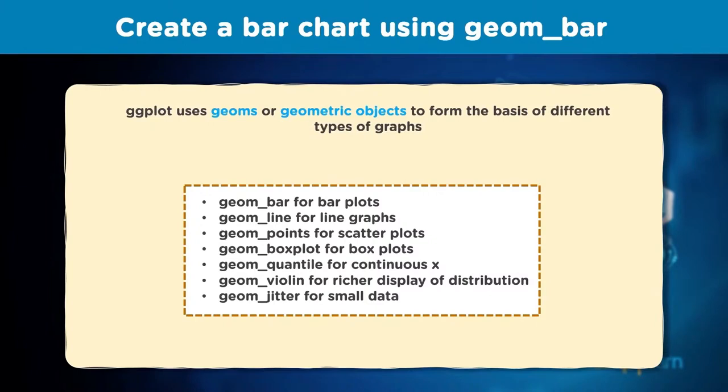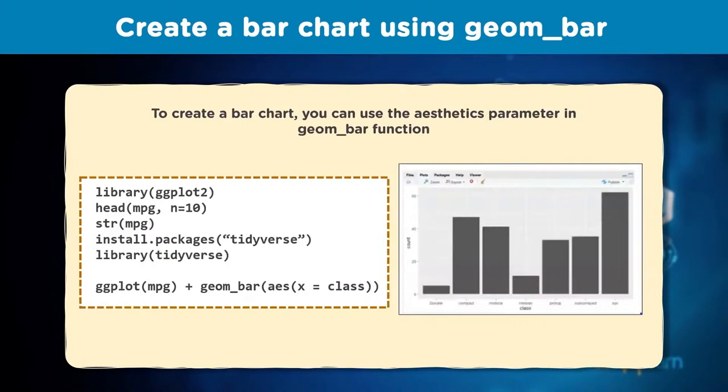For bar charts, you have geom_bar, for line graphs you have geom_line, for scatter plots you have geom_point, you have geom_boxplot for box plots, geom_quantile for continuous x, geom_violin for a richer display of distribution, and geom_jitter for small data. So here is a simple example where I would not go into too many details, but you can just have a look at this one, where we are using the library function to get the ggplot2 package.